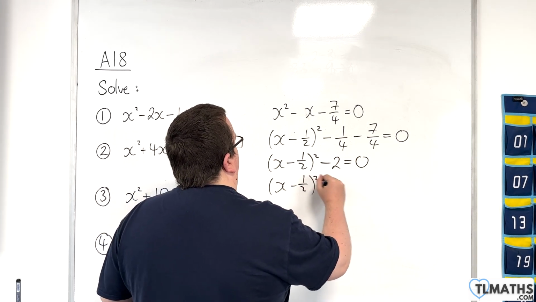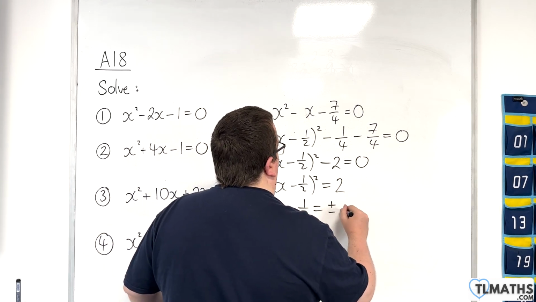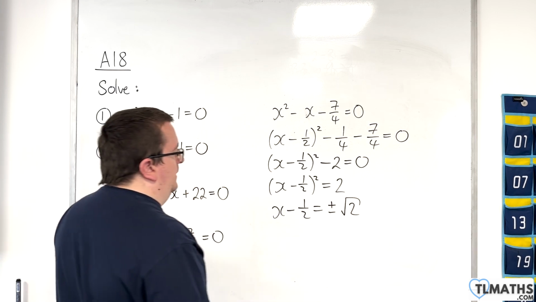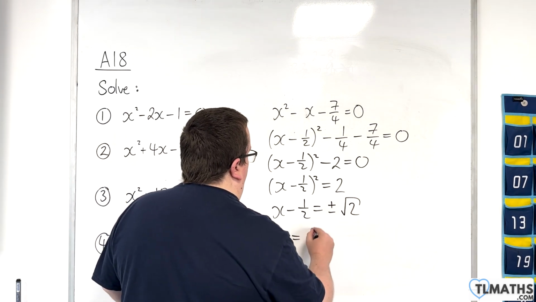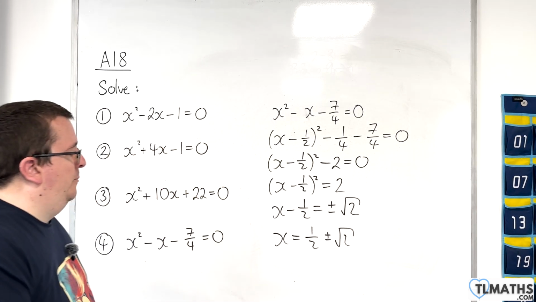So add 2 to both sides. Square root both sides, bring in the plus minus. So plus minus root 2. And then add the half to both sides. So we get that x is equal to 1/2 plus or minus root 2.